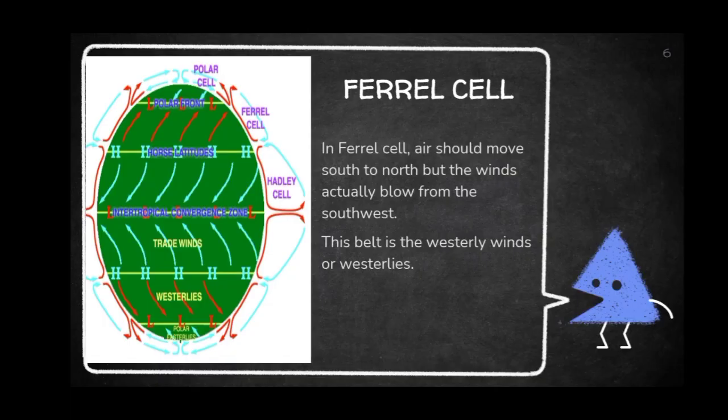The second atmospheric circulation cell is the Ferrel cell. In the Ferrel cell, air should move south to north, but the winds actually blow from the southwest. This belt is the so-called westerly winds or westerlies. Looking at the picture, the Ferrel cell is located between the two air circulation cells, which are the polar cell and the Hadley cell.